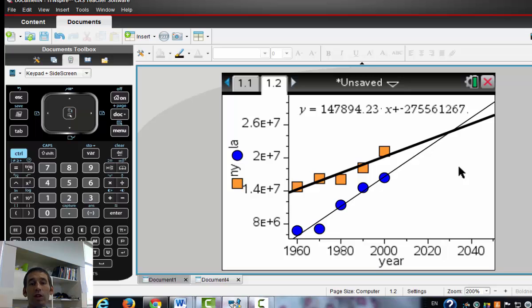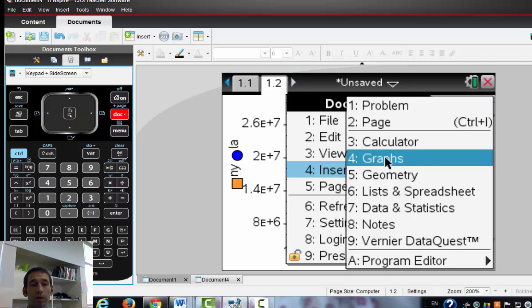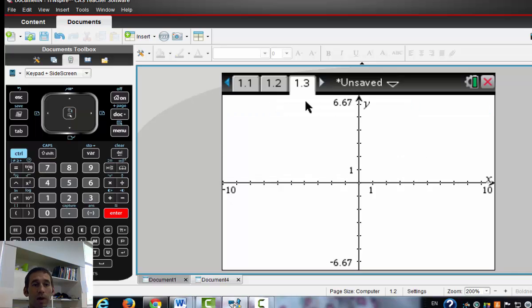Now this gives me a good estimate, but I want to know exactly what year. So to figure out exactly what year, we need to open up another document. So let's open up another document. Let's insert a graph. So if I insert a graph, I'm going to look at the first one. I wrote down the equations here. I have y equals 147,894.23x minus 275561267. That is my New York graph.